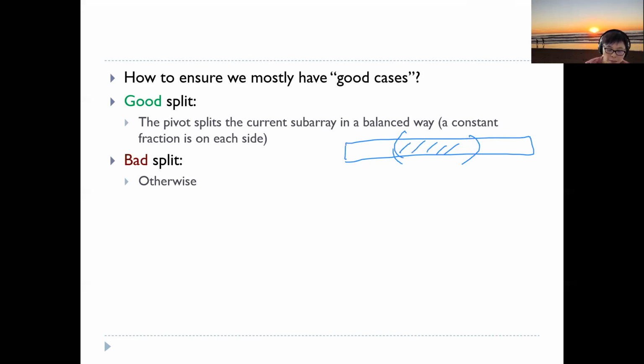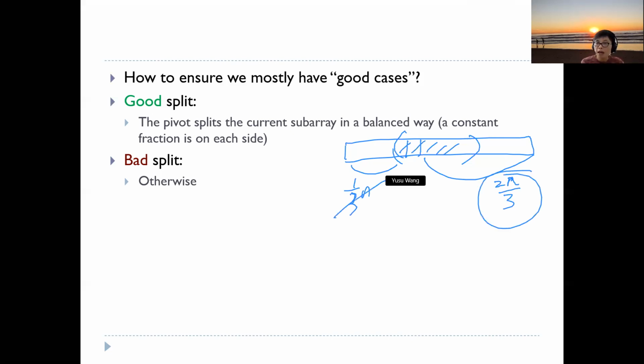Let's say suppose your pivot is here, and here is 1/3, and here is 2/3. Then whichever side I go to, let's say the bigger one, I'm still removing a constant fraction of the numbers. It's not as good as removing half, but it's still pretty good, because you're still removing a constant fraction. And you cannot do this too many times, because if every time you remove a constant fraction, then you can only reduce the size a logarithmic number of times, log n times. So we call this a good split.